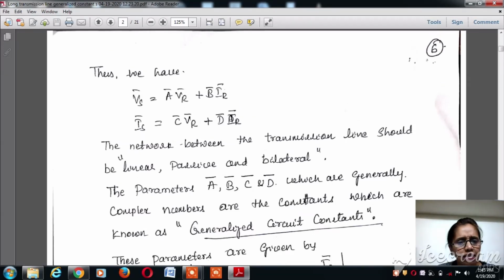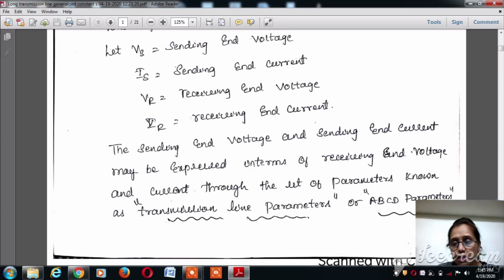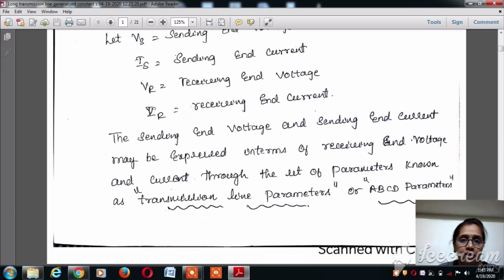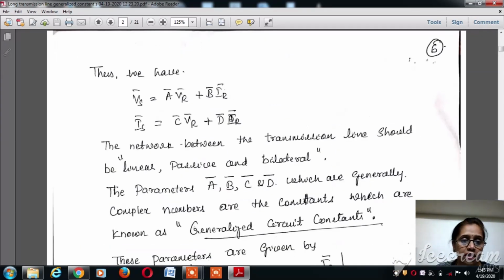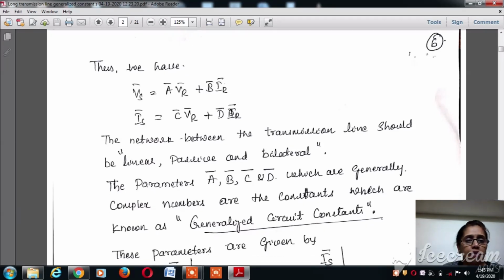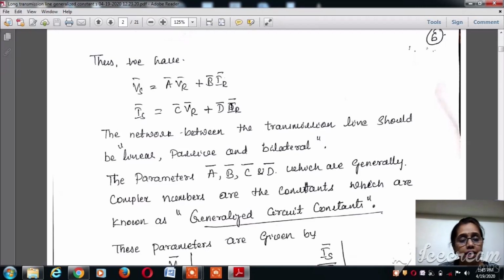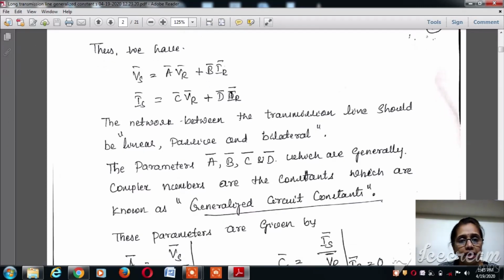We will understand why we need these ABCD parameters and how they evolved from the binomial or polynomial equations, and why they are to be used in the electrical network. So we can express the input parameters in terms of output parameters. Thus we can write this as Vs is equal to A into Vr plus B into Ir, and Is is equal to C into Vr plus D into Ir.